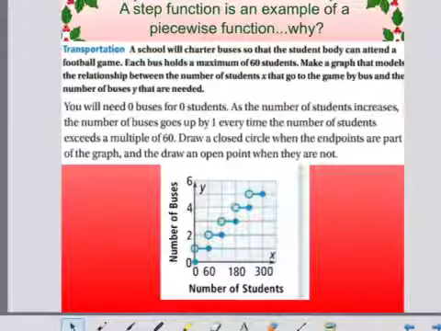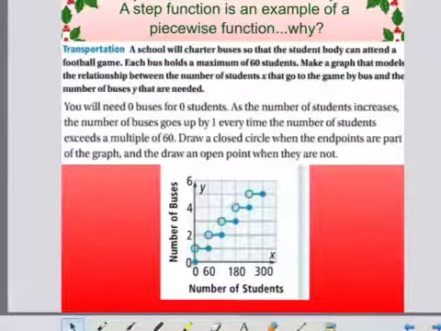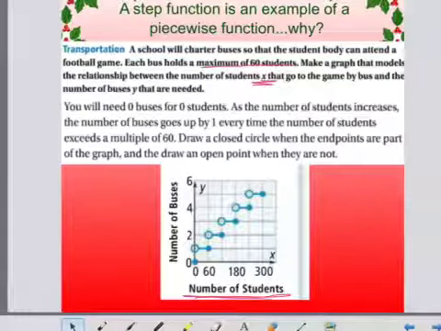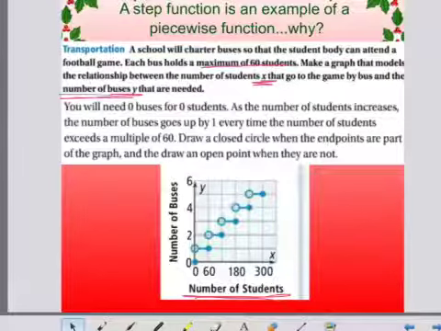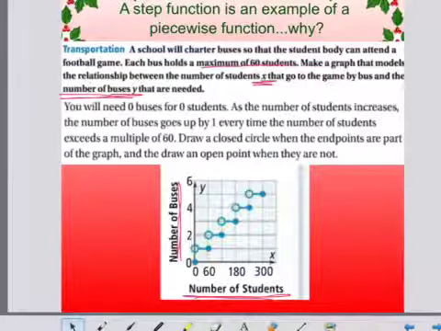Finally, we have step functions. So copy down this word problem. A school will charter buses so that the student body can attend a football game. Each bus holds a maximum of 60 students. Make a graph that models the relationship between the number of students, x, so we label our x-axis number of students that go to the game by bus, and the number of buses, y, that are needed, so we label our y-axis number of buses. We also have our arrows, and we labeled x and y, so everyone should have that.